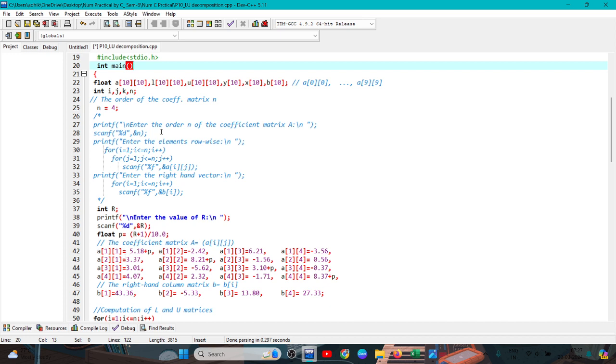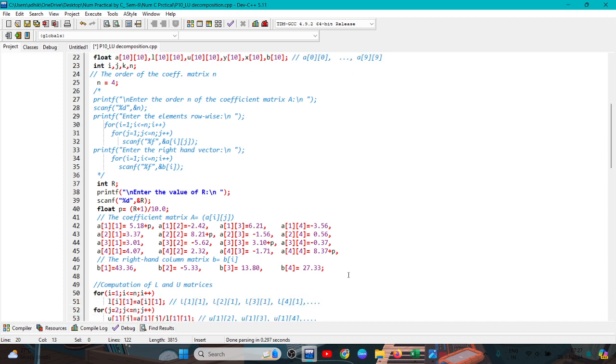So a11 equal to 5.1 plus p, and separately we define the row wise elements a12, a13, a14, a21, a22, a23, a24, a31, a32, a33, a34, a41, a42, a43, a44. And the right hand column vector, the column matrix, b1, b2, b3, b4.